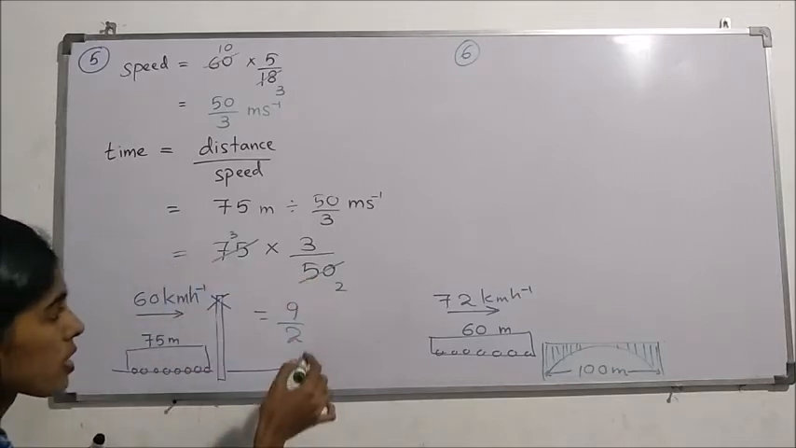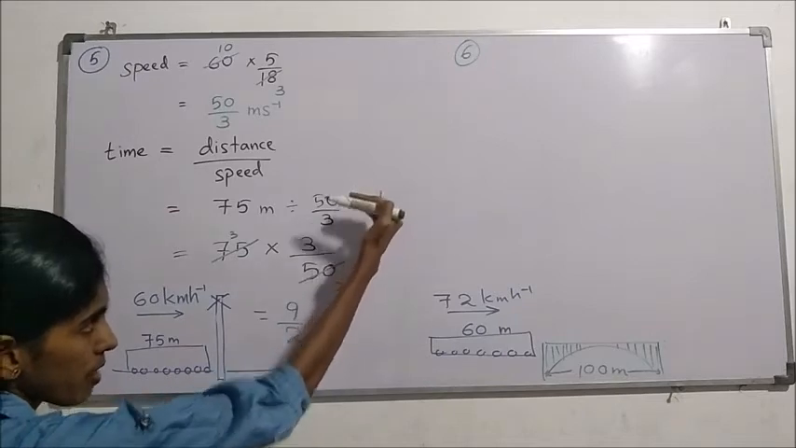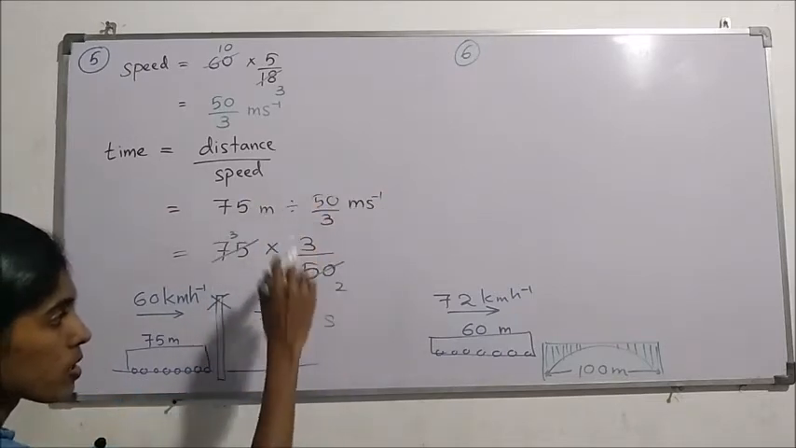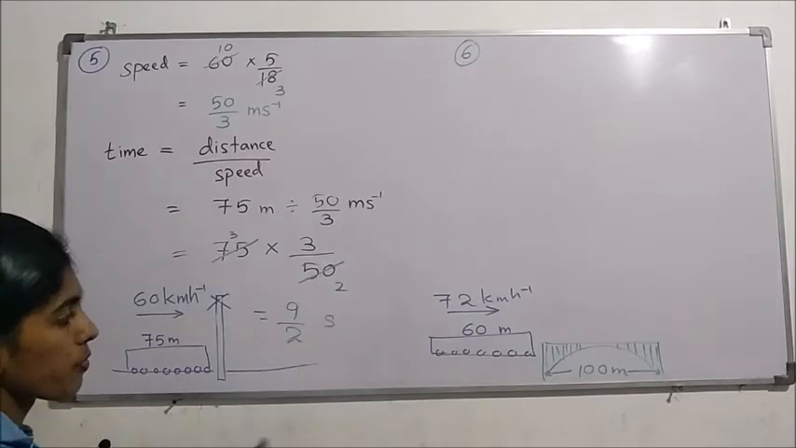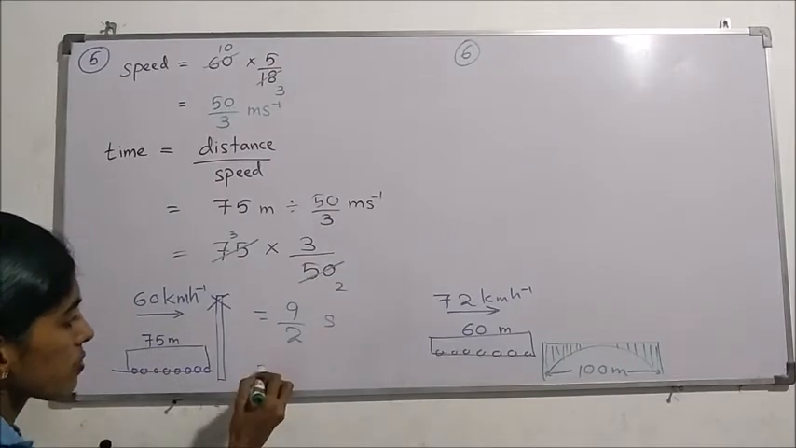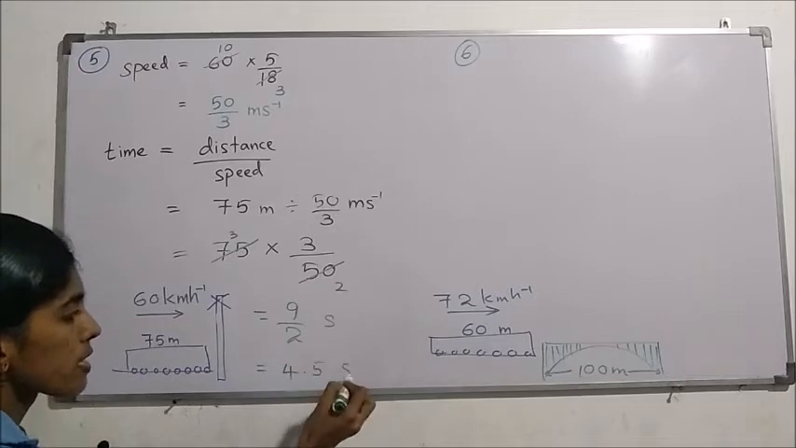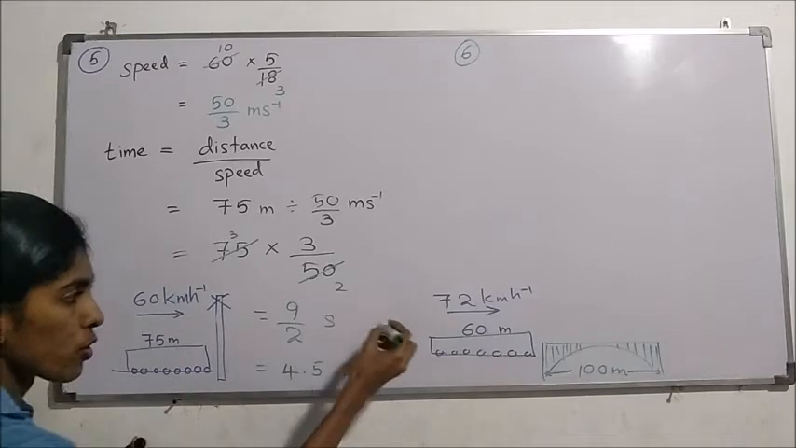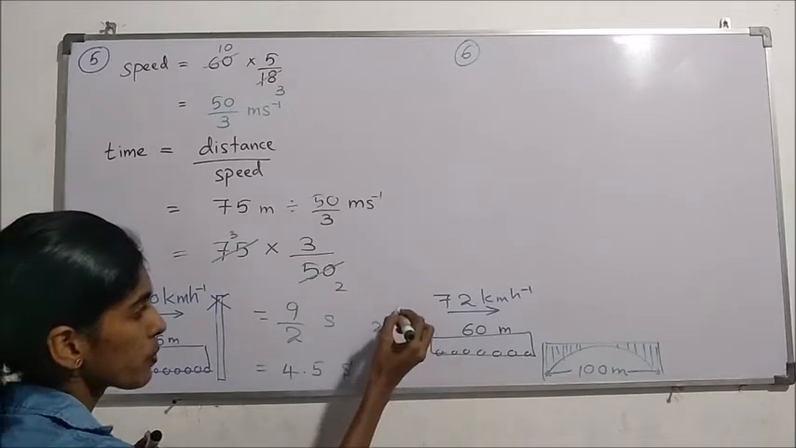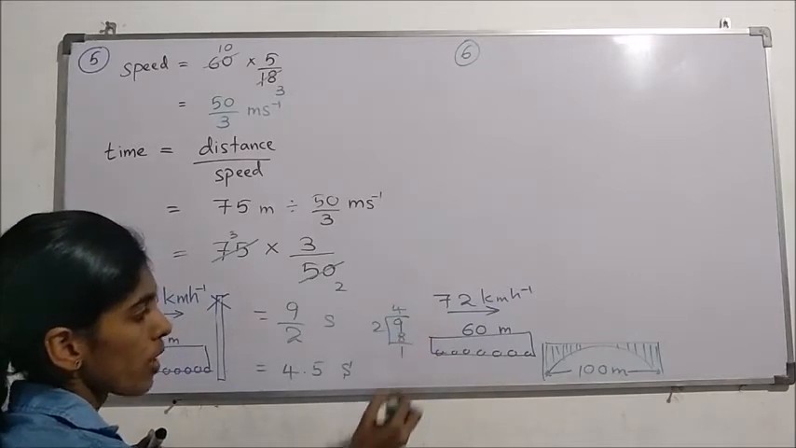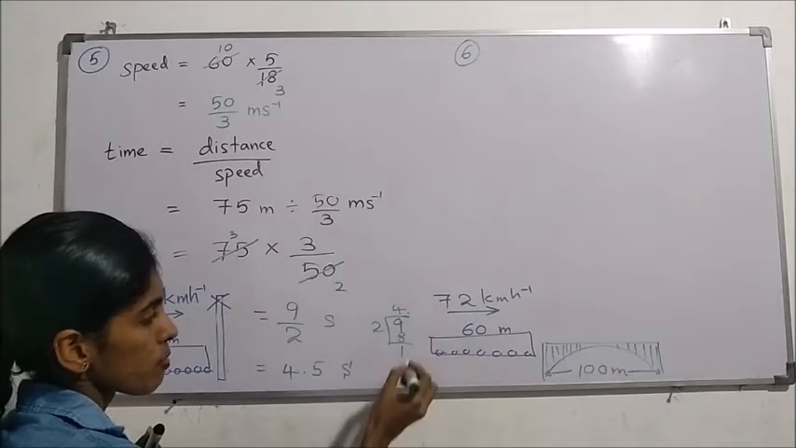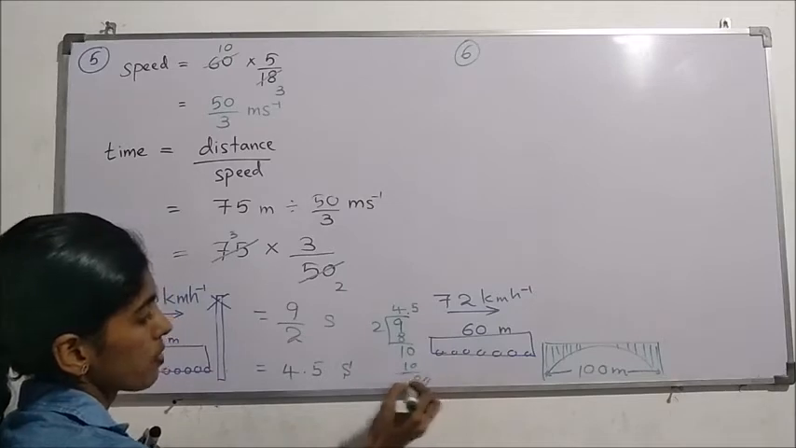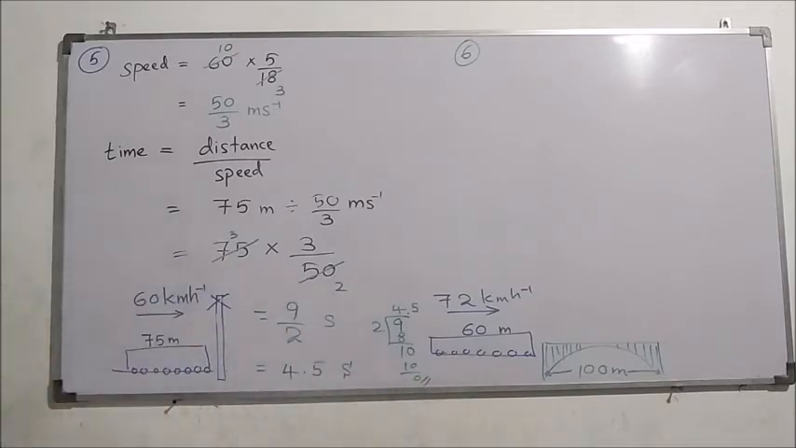Ignore that, a time is coming now here. So seconds, that means ms minus 1 goes down. So meters to meters cancelling. Now seconds come up. So here as the final answer we can write 4.5 seconds. Divide 9 by 2. If I show you the division, 2 times 4 is 8, 1 is remaining, place a decimal point, put 0 down, 2 times 5 is 10. So 4.5 seconds is coming like that.